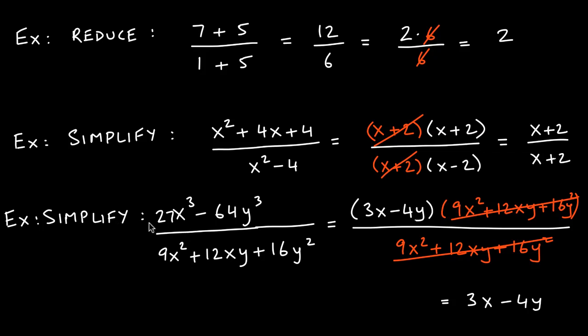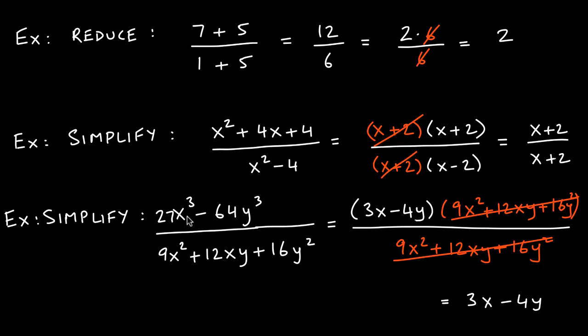Next example, let's say we have to simplify 27x to the third minus 64y to the third all over 9x squared plus 12xy plus 16y squared. So again, we start factoring, and if we factor the numerator, we see that there is no GCF between these two terms. We cannot divide 27 and 64 by some numbers in common. So we move on to the next question, which is how many terms we have. We see, obviously, we have two terms.